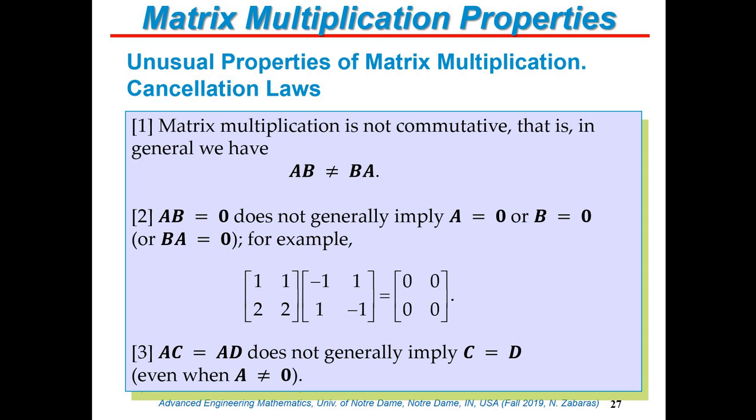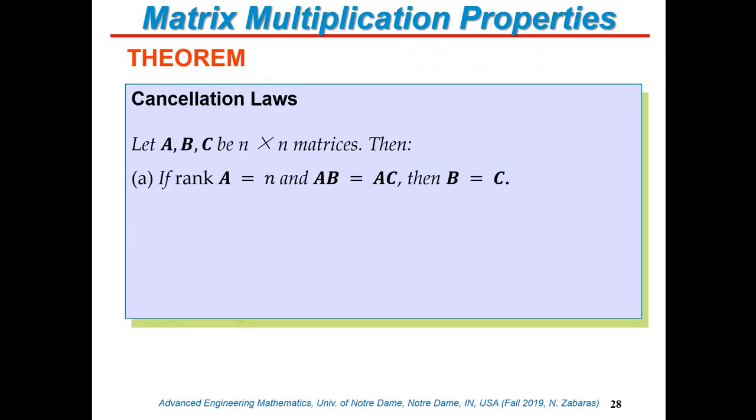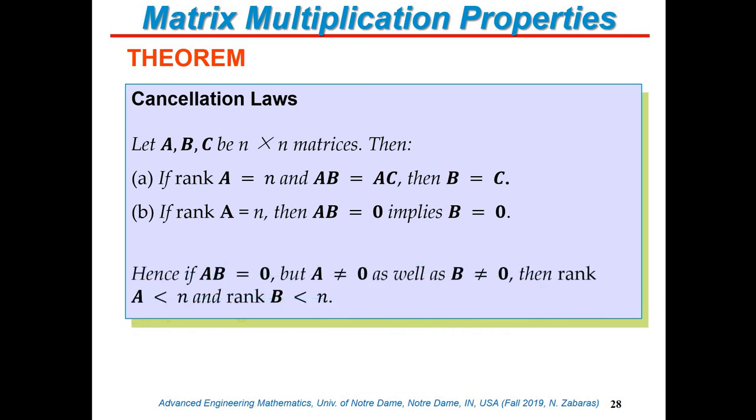So actually the next theorem summarizes some of these properties. If we have 3 square matrices, n by n, we can show the following cancellation properties. If rank of A equals n, that means A is invertible, and AB equals AC, then think of multiplying this equation by A inverse, and immediately you get B equals C. Similarly, if A is invertible and AB equals 0, multiply both sides by A inverse, and you get B equals 0.